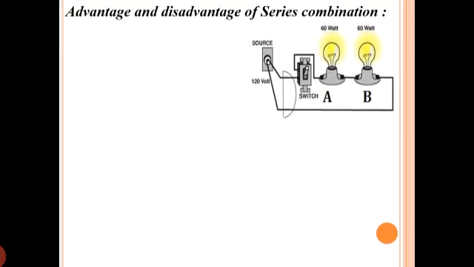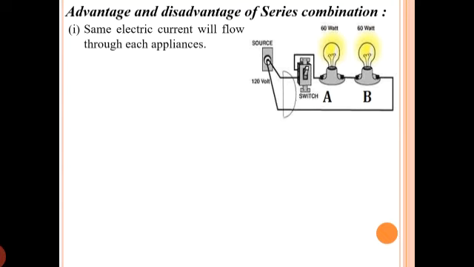So just to understand, I'm taking two bulbs A and B connected in series with a battery of 120 volt, or we can say a power supply of 120 volt, and there is a switch also. Now very first, the same current will flow through each appliance. So this can be an advantage or disadvantage, it's up to the requirement. Sometimes we need that the current should be the same in all the appliances. In that case series combination is the best option. But sometimes the requirement can be different. So if our requirement is that the current should be the same, we can go for series, and we know in series the current is the same.